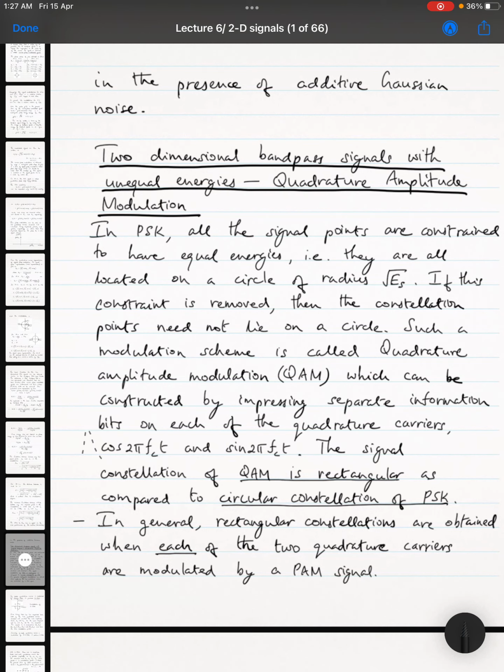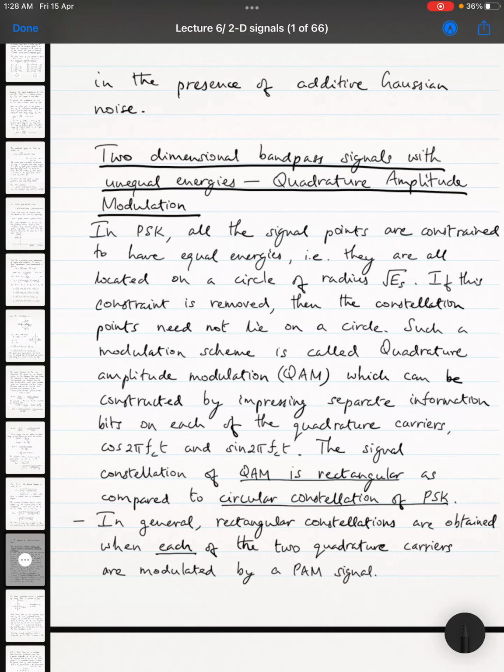So that's one combination. Or we can have A1 for the first and A2 for the sine component, or A2 for the cosine component and A1 for the first component, or A2 for both. So that gives us 4 different combinations, right? So the information is now not just contained in the phase but also in the amplitude. So that's why we call it quadrature amplitude modulation.